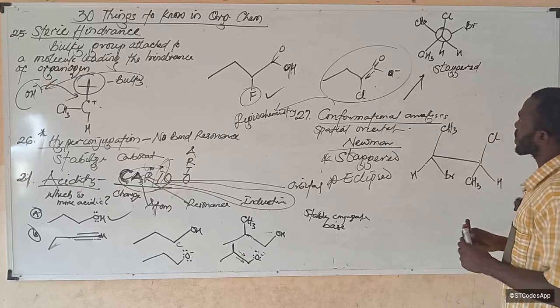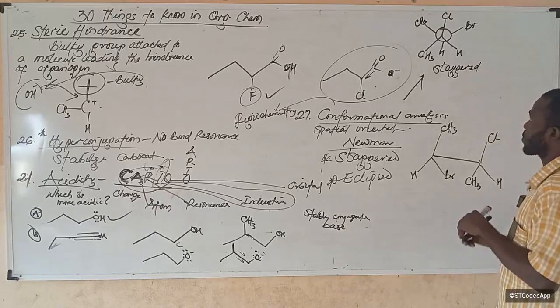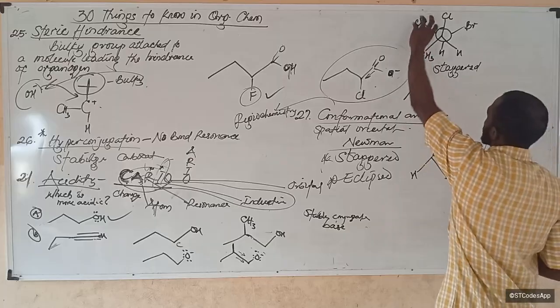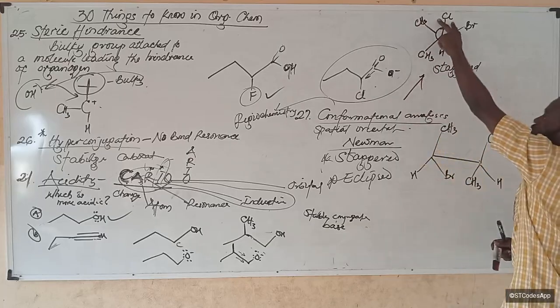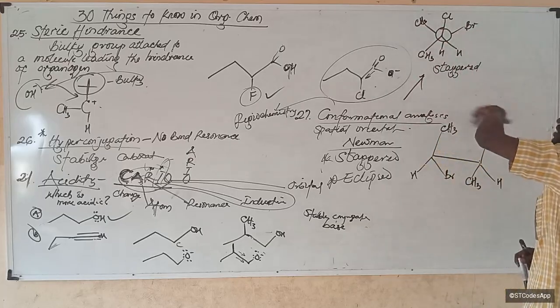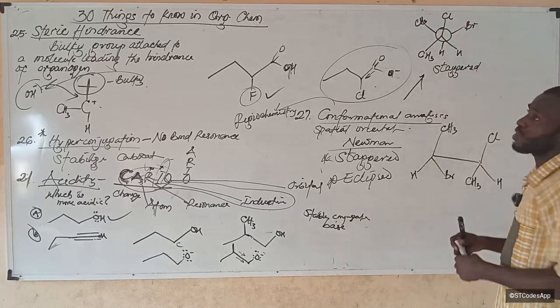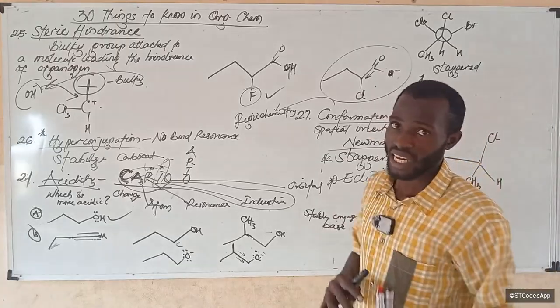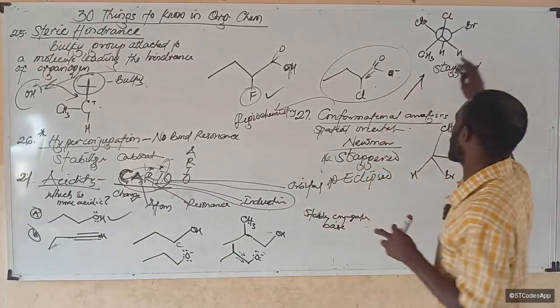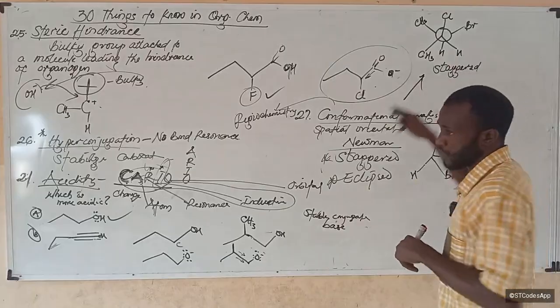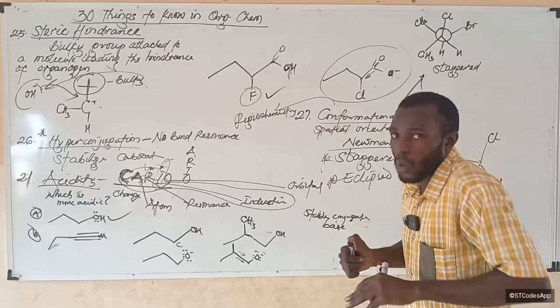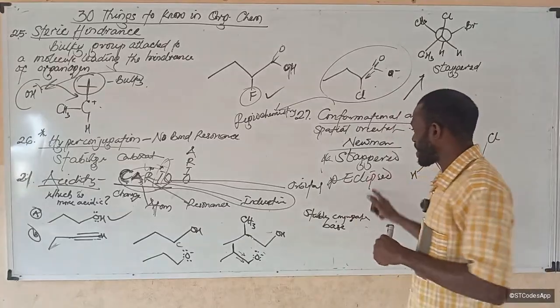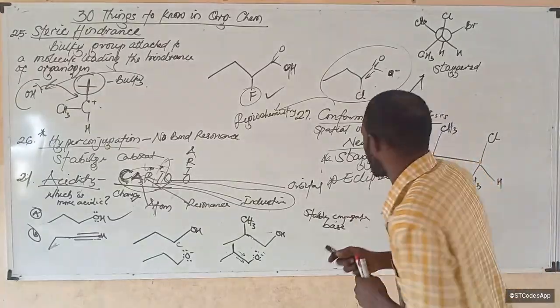Why is it staggered? Because the bulky groups, now what are the bulky groups here? CH3 is bulky, CH3 is bulky. This guy is quite big, this guy is quite big. They are moderately far away from each other. So we call it staggered conformation, okay? It is a lower energy state than eclipsed conformation. So I like to start with the eclipse.